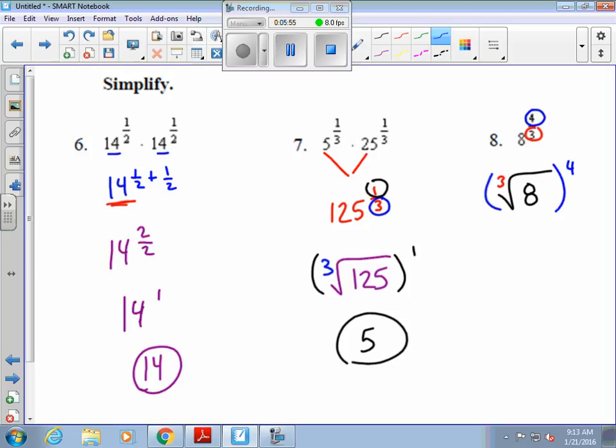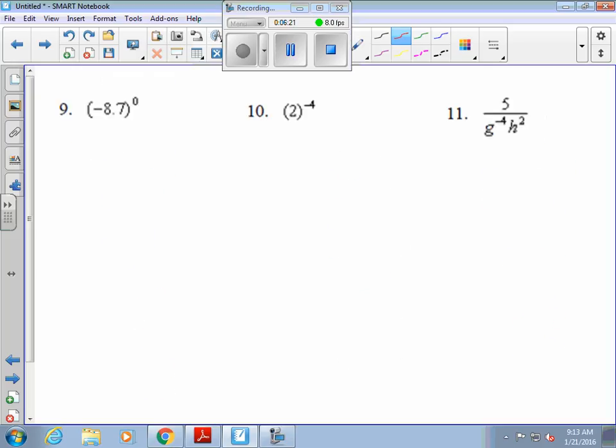What number times itself 3 times is the number 8? We know we get the number 2 out of that. And again, it's only positive 2 because it's only one of them since it's an odd exponent 3. 2 is now being raised to the 4th power. So that means 2 times itself 4 times. 2 times 2 is 4, times 2 is 8. We know times 2 is 16. Anything to the 0 power is 1.